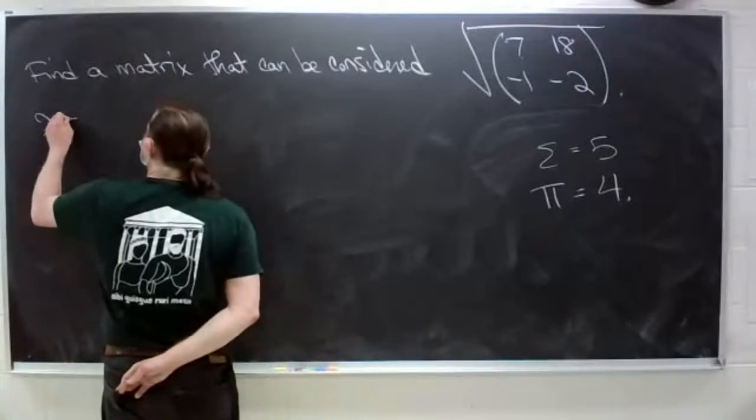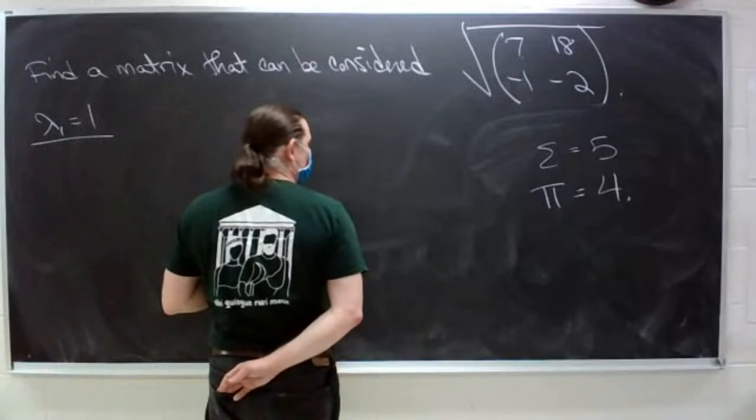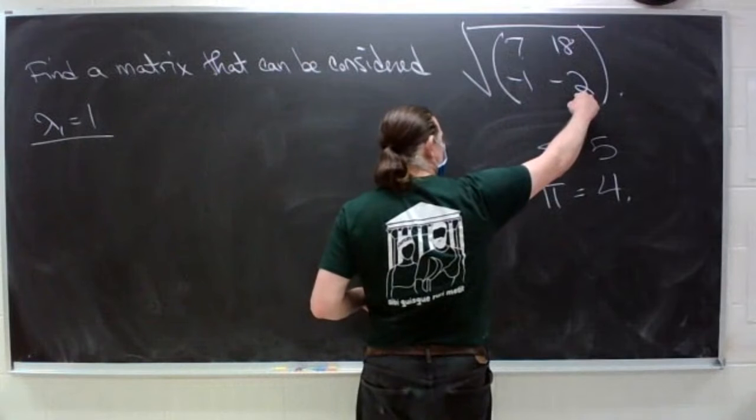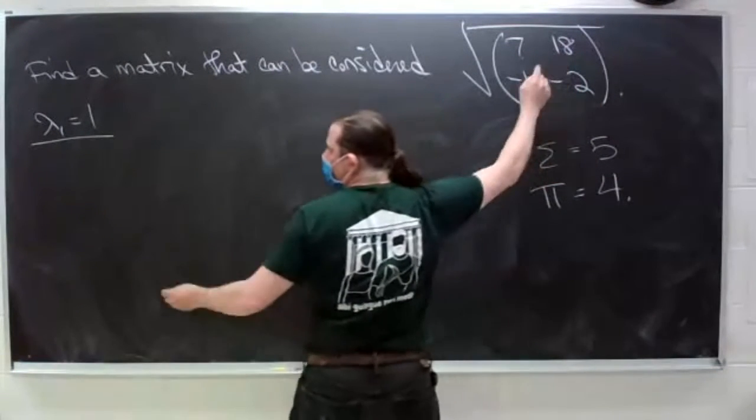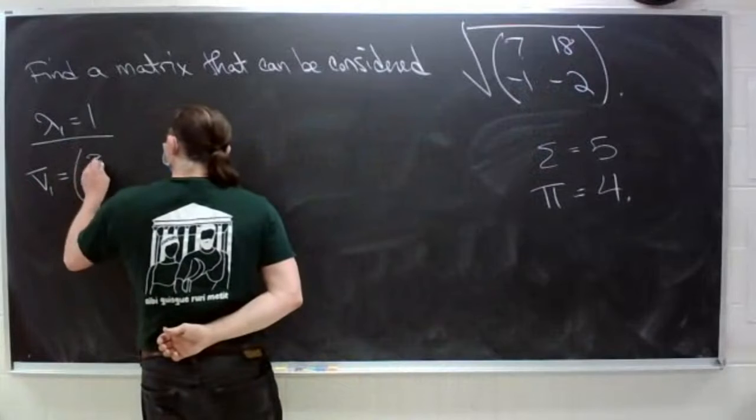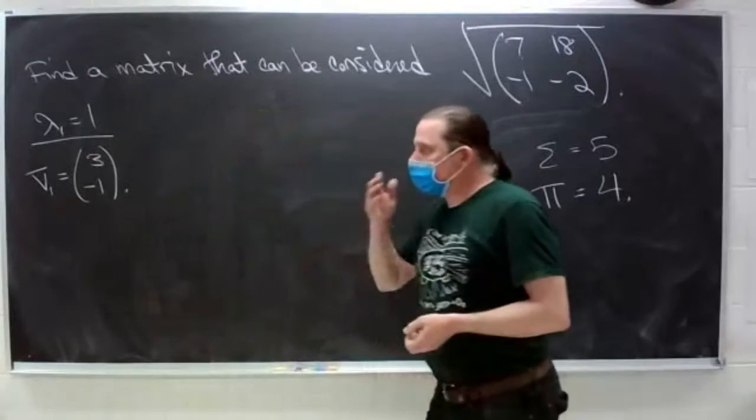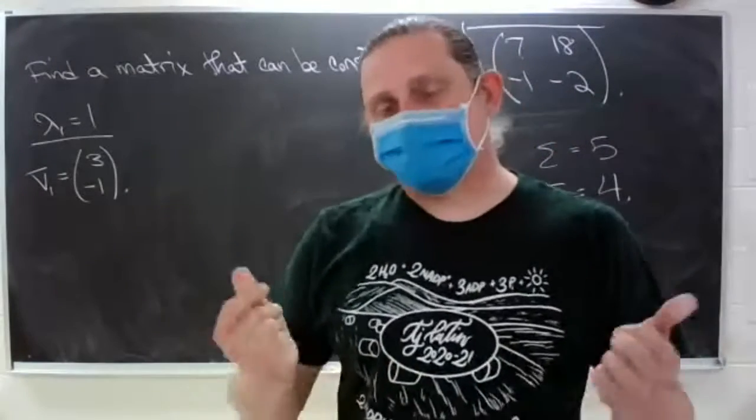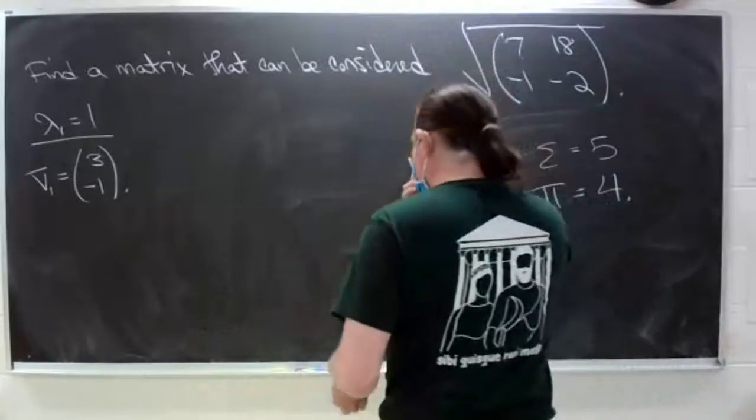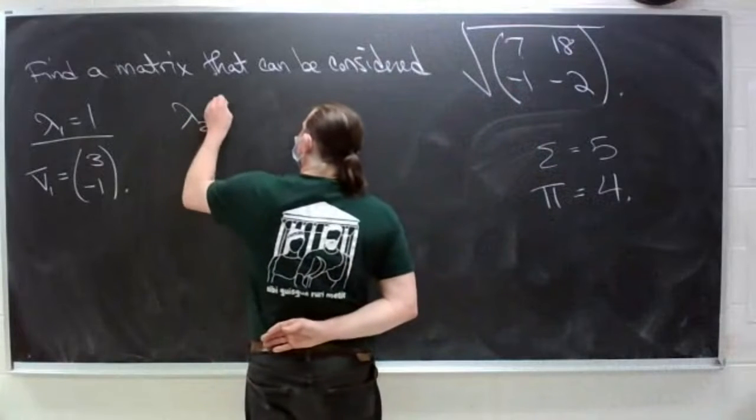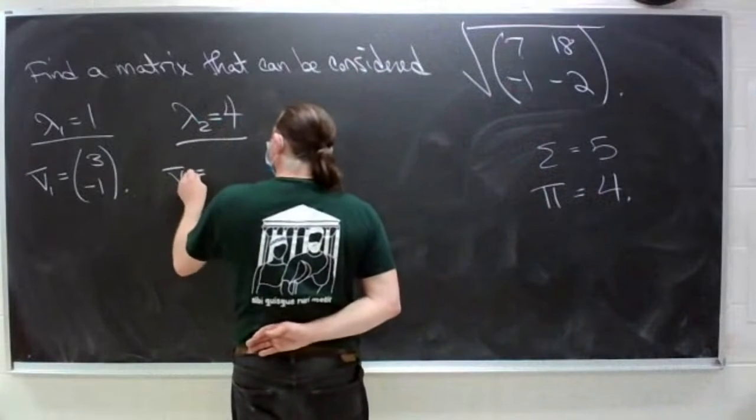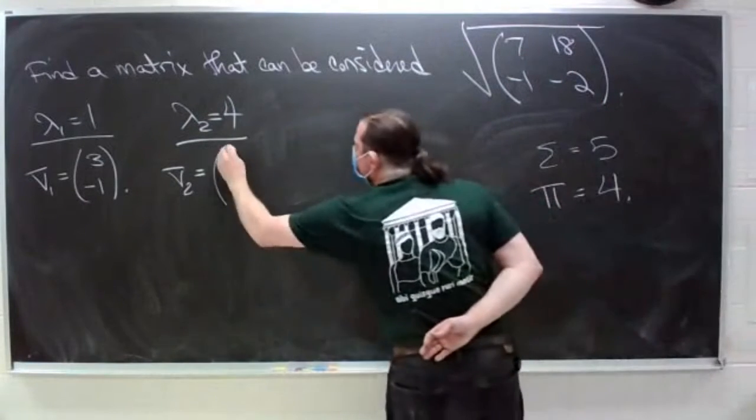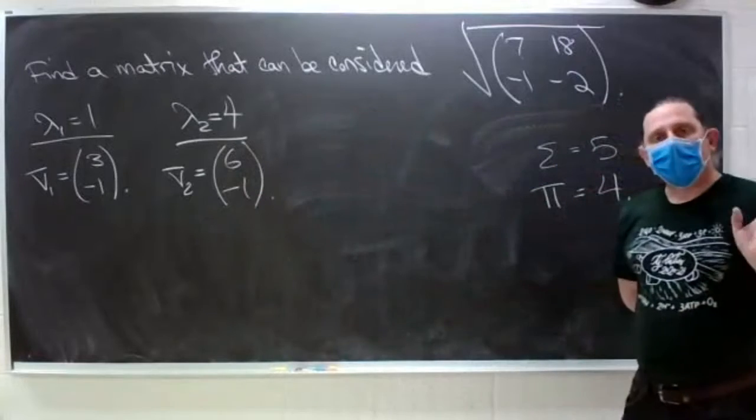So let's find the eigenvector associated with 1. We'll subtract the identity. So it'll be 6, 18. So that's our first eigenvector, where we just row reduced and found the null space, and it was just real fast, okay? How about 4? Well, now it's going to be 3, 18. All right?